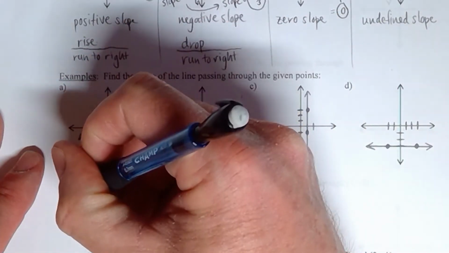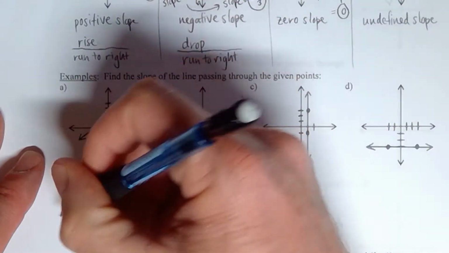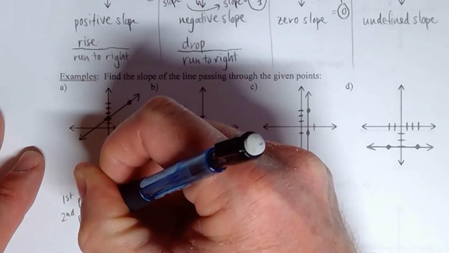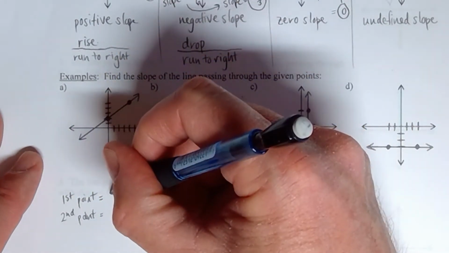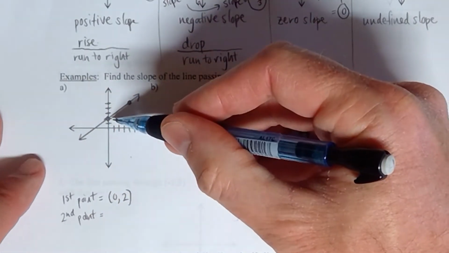The first point here, and I'm going to use these actual numbers in just a moment. The first point is what, and the second point is what? The first point is (0, 2). X is equal to 0 and y is equal to 2 right there.